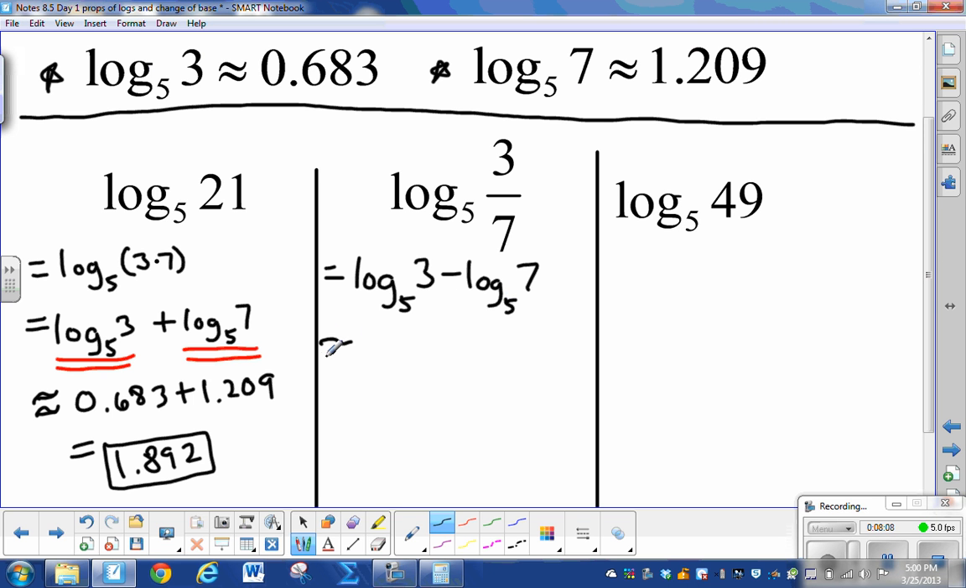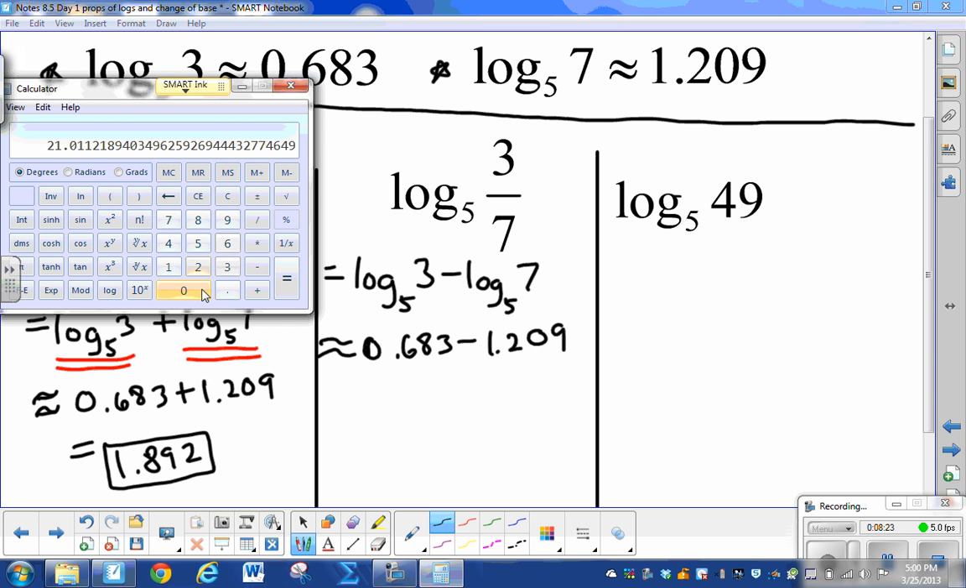Once again, we know what these are about. This one's about 0.683 minus log base 5 of 7 is 1.209. Since you guys are allowed to use calculators, so am I.